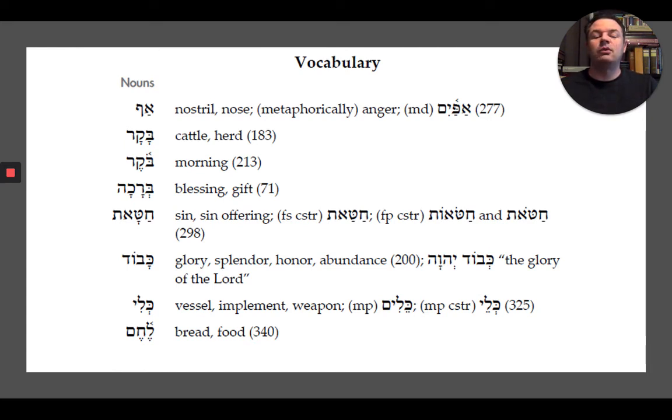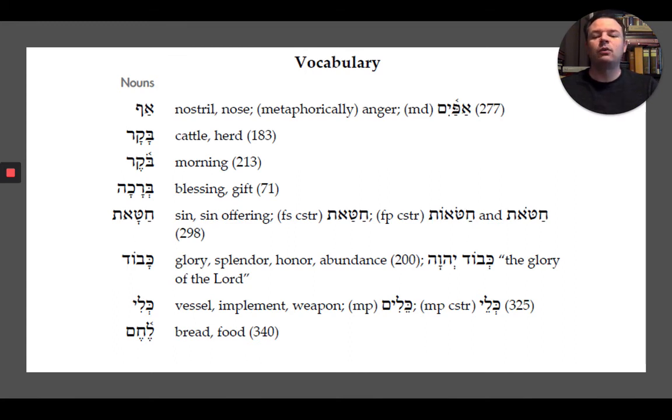Chatat is a sin or a sin offering. You'll know it from its context. And notice you've got the word in construct there as well. It shows what it looks like in construct. The vowel changes. Kavod is the word for glory or splendor. So kavod also has this idea of weightiness or heaviness.